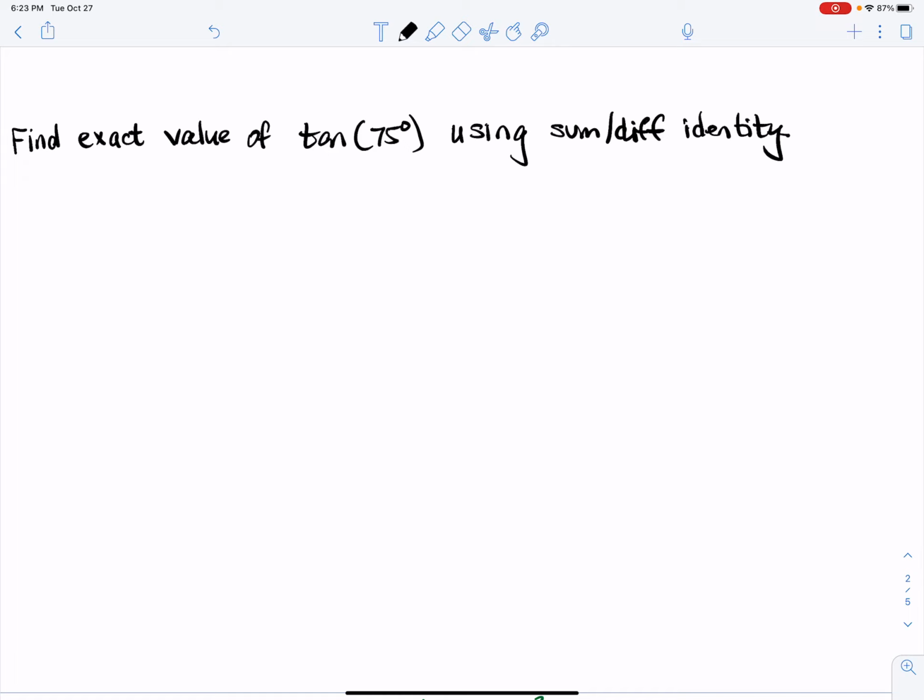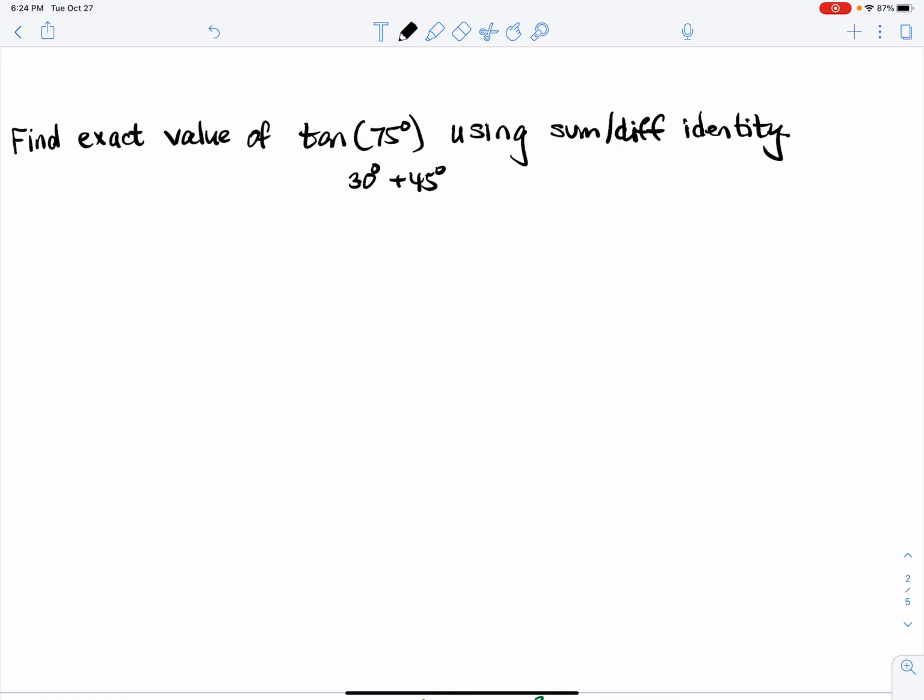So knowing sums and differences enables us to find exact values of other angles other than 30, 45, and 60. And one of those angles that we might be interested in is 75 degrees. So we want to find the tangent of 75 by using some kind of sum or difference identity. And the first thing I realize is that 75 degrees is 30 plus 45.